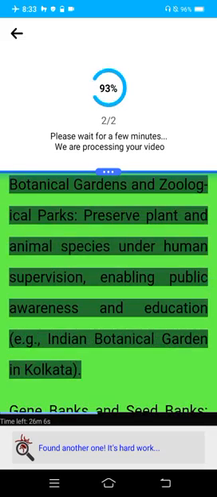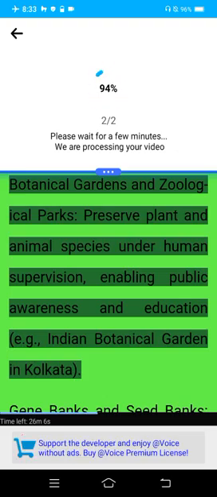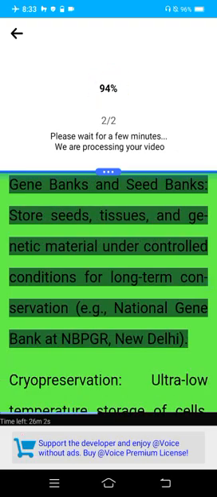Botanical gardens and zoological parks preserve plant and animal species under human supervision, enabling public awareness and education, e.g., Indian Botanical Garden in Kolkata. Gene banks and seed banks store seeds, tissues, and genetic material under controlled conditions for long-term conservation, e.g., National Gene Bank at NBPGR, New Delhi.